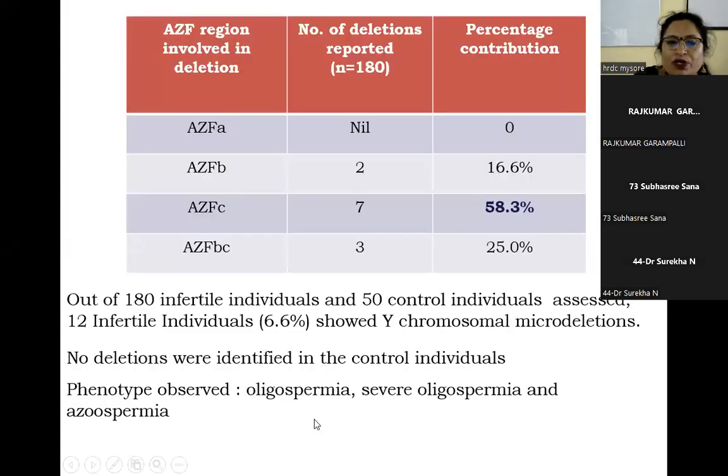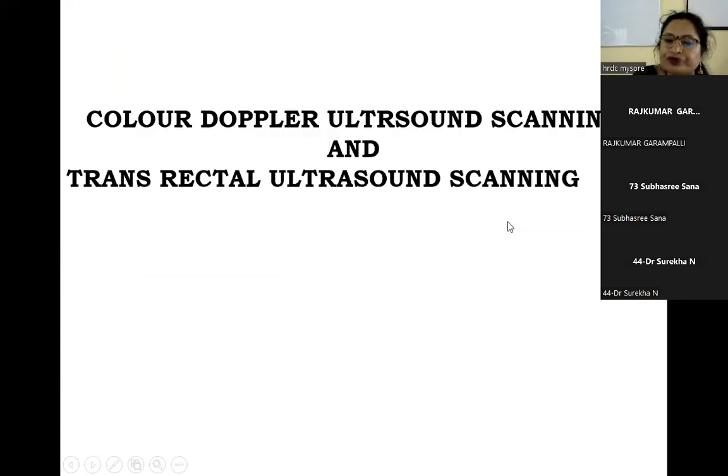This is for the Y microdeletion for different regions like AZFa, AZFb, and AZFc. In the C region, we can see 58.3% of the Y microdeletion. Out of 180 infertile individuals and 50 control individuals, 12 infertile individuals show Y microdeletion. So overall, the AZFc region has 58.3% of the Y microdeletion.